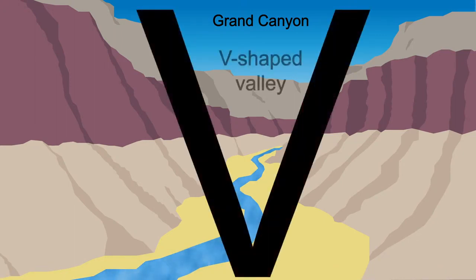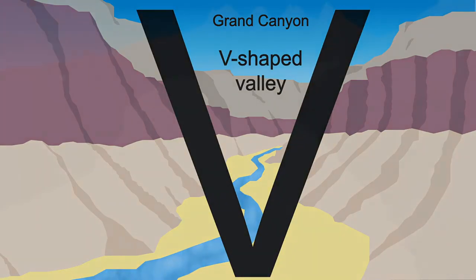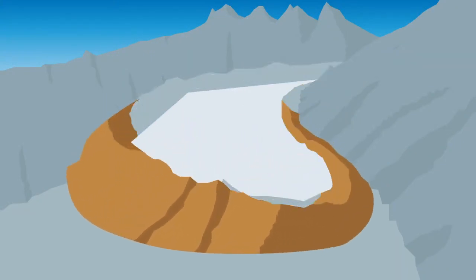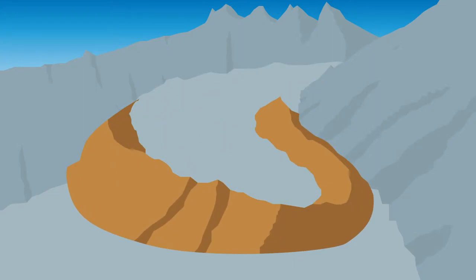Glaciers can cause erosion in similar ways. High up in the mountains, they flow down slowly, but with enormous power. The valleys formed by glaciers often have a flatter shape, which is why they are called U-shaped valleys.